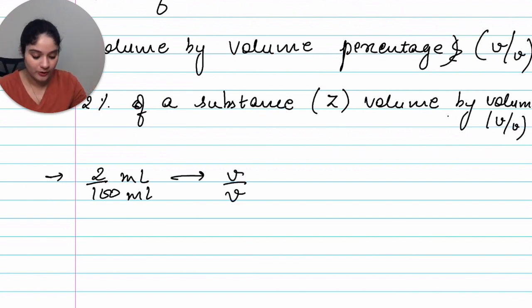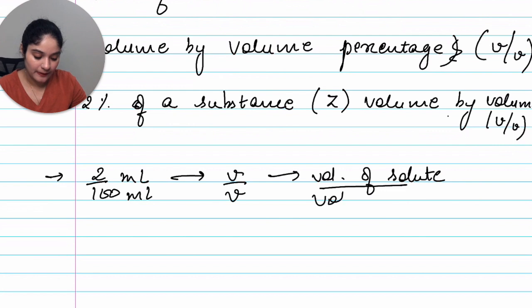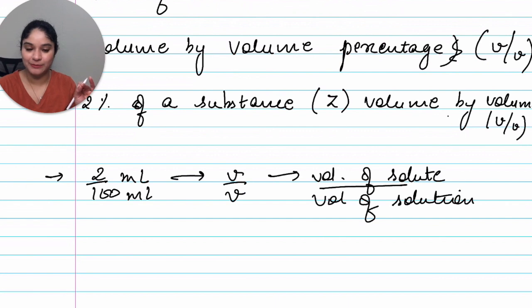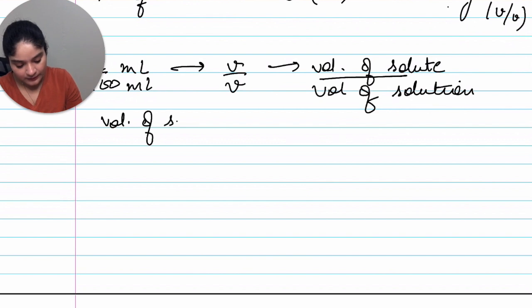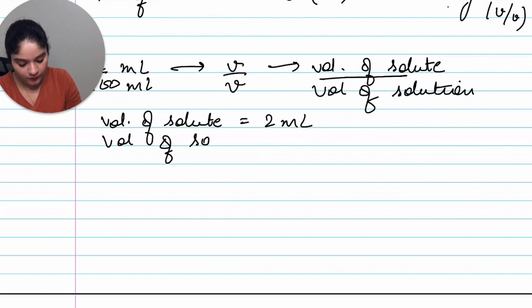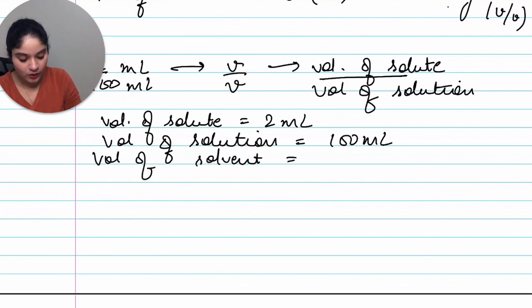And what are we talking about? We are talking about volume of solute divided by volume of solution. Simple, extremely simple. So since you have the volume of the solute and the volume of the solution, you can easily find out the volume of the solvent. So let me write that. Volume of solute is 2 ml. Volume of solution is 100 ml. So volume of solvent will be 100 minus 2 equals 98 ml.